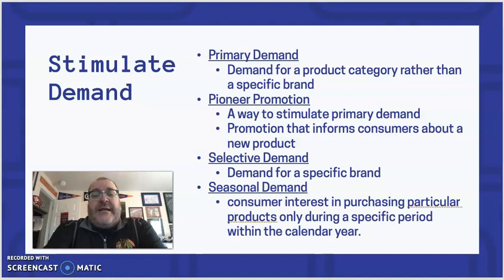There is selective demand. Yes, I'm skipping one. And that's demand for a specific brand, whereas primary demand might be for peanut butter. Selective demand is for Jif peanut butter as opposed to any other brand, okay? Specifically for a brand. Seasonal demand is only during a particular time of year, okay?